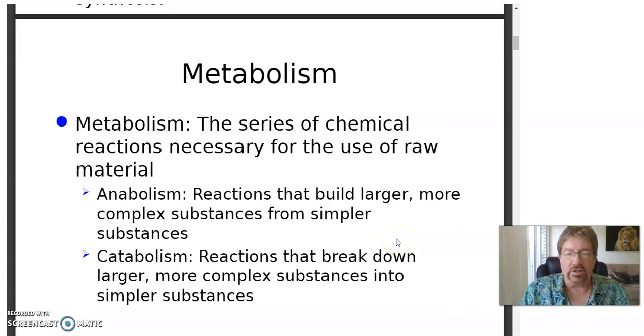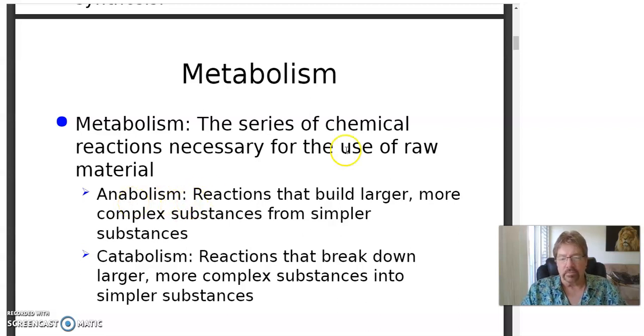Today we're going to study the fascinating topic of cell metabolism. And we're going to get into some discussions about DNA that'll be very interesting. Okay, metabolism is defined as the series of chemical reactions necessary for the use of raw material. In other words, the food that we eat.